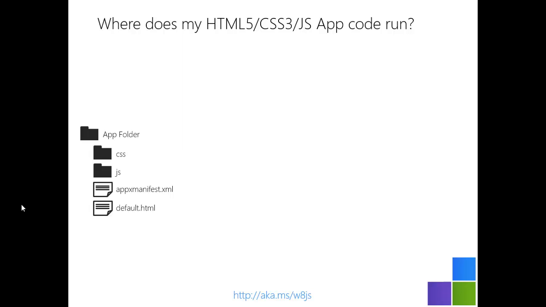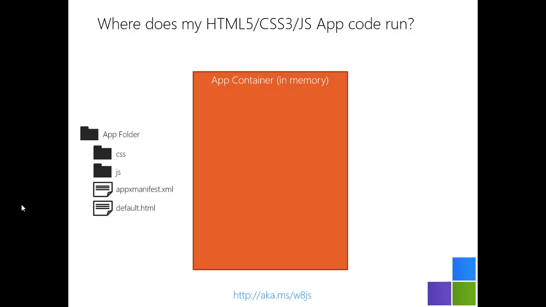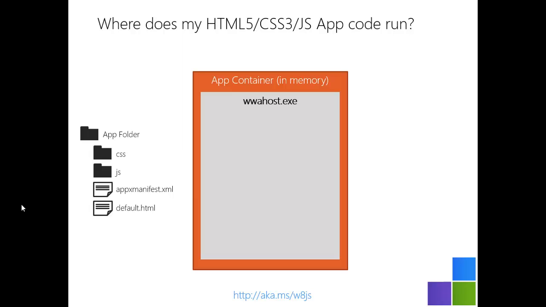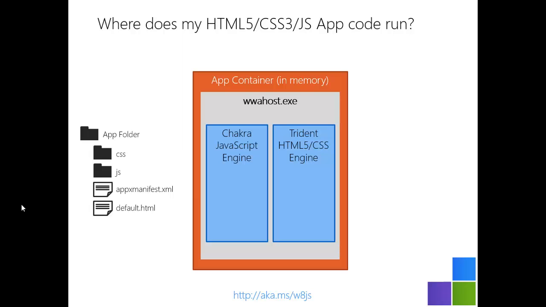When your user launches your application by clicking on its live tile, an app container is created in memory, and that app container is responsible for managing the lifetime of your application. Now, because JavaScript doesn't compile down to an executable, we needed an exe process to host your application. So Windows includes this wwa host.exe, for Windows Web Application, and it's that process that actually hosts the Chakra JavaScript engine and Trident HTML5 CSS engines.